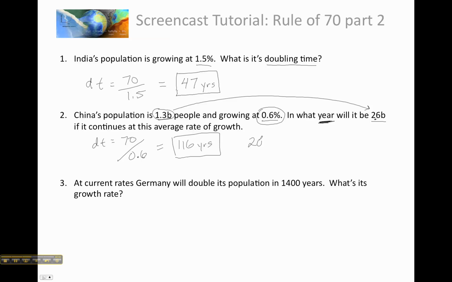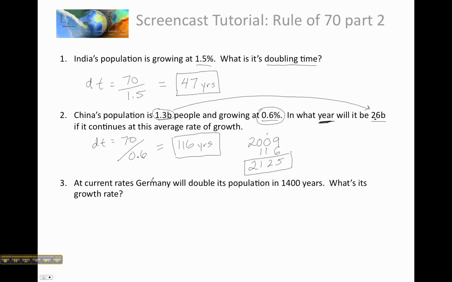So if the current year is 2009 when you're answering this question, you add the doubling time, so another 116 years, it will be at 2.6 billion people. Do a little mathematics, add that together, and you're going to find that in about 2125, that year is when China's population will be at 2.6 billion given current growth rate. Last question here, number 3.